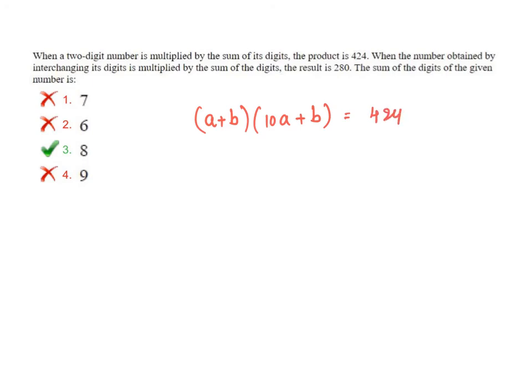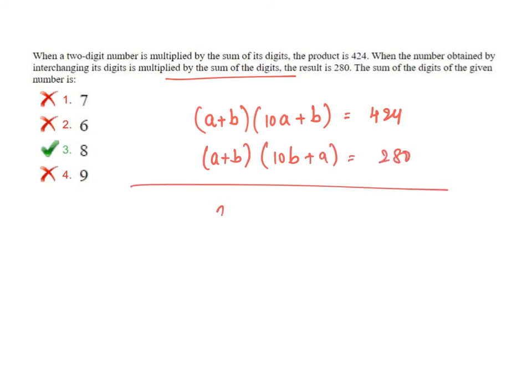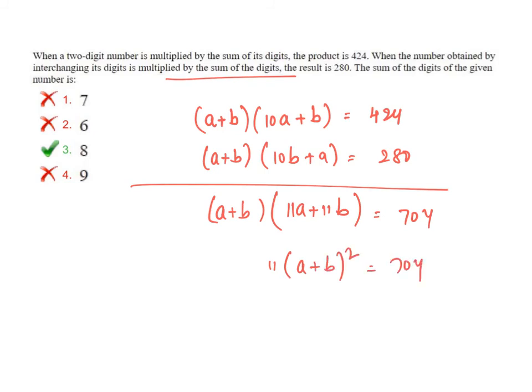When the number obtained by interchanging its digits is multiplied by the sum of the digits, again the sum of the digits is a plus b. The interchanged number is 10b plus a. The sum is 704. If you add them, you get a plus b as common. Then 11a plus 11b, so 11 into (a plus b) whole square is 704. So (a plus b) whole square is 64.